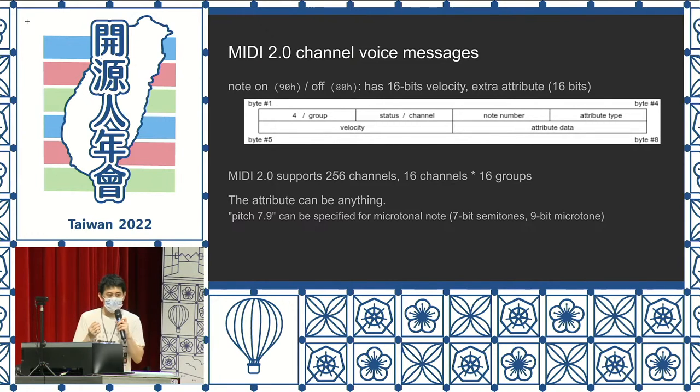to represent 256 channels instead of MIDI 1's 16 channels. So it became richer. And the third byte is the note number, exactly the same as MIDI 1, and the velocity became 2 bytes long, 16 bits, so it's finer than before. And it has some extra field called attribute, and it can be anything, and DAWs and plugins and MIDI devices can have some agreement on what to represent. But in the MIDI 2 specification, there's a predefined attribute type called Pitch 7.9, which can be used to represent microtonal data, which means less than a semitone, which is useful for microtonal composers.